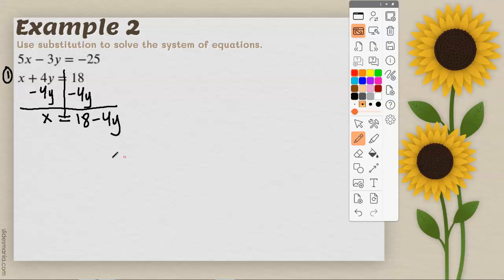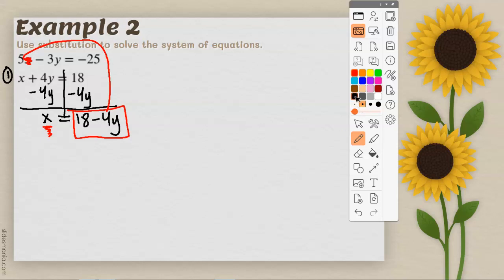Now that I have an equation that is x or y completely by itself, I'm going to take that equation, that expression, and I'm going to plug it in for the x. It's very important that you know that it's not always y we plug in for. Sometimes it's x. It's all based on what is the variable that is all by itself on one side.